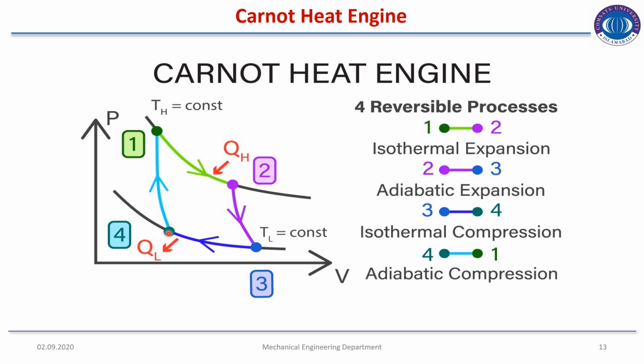And for process 4 to 1, a light blue color line is shown. Process 4 to 1 is adiabatic compression. You see that pressure is increasing, whereas volume is decreasing from process 4 to 1. So that is the PV diagram of the Carnot heat engine cycle.